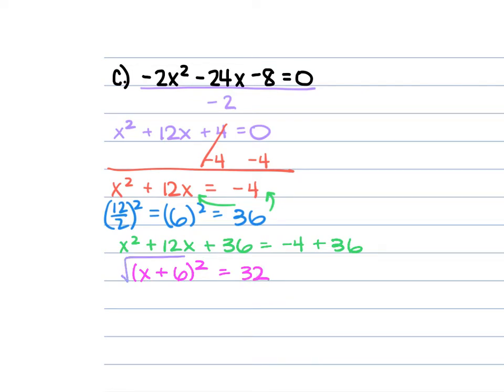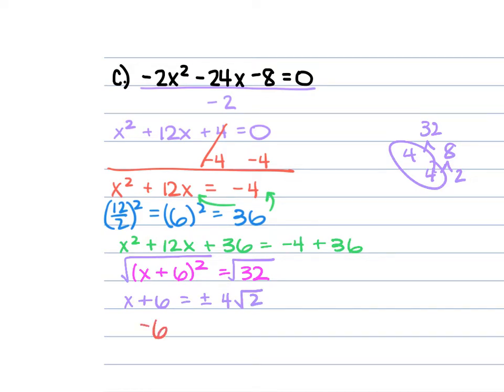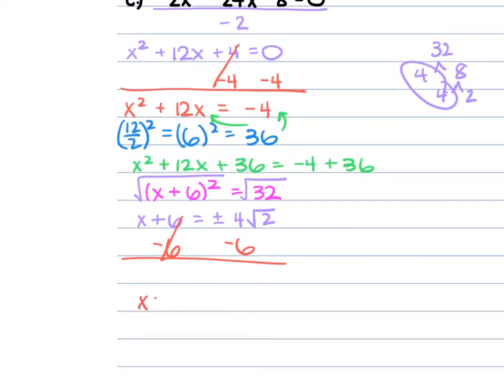Take the square root of both sides. The square root of 32, if you need to break it down, that's 4 and 8. 8 is 4 and 2. You have 2 4s, so that's going to be x plus 6 is equal to plus or minus 4 square root 2. Move the 6 over, subtract it from each side. We're going to have x is equal to negative 6 plus or minus 4 square root 2.